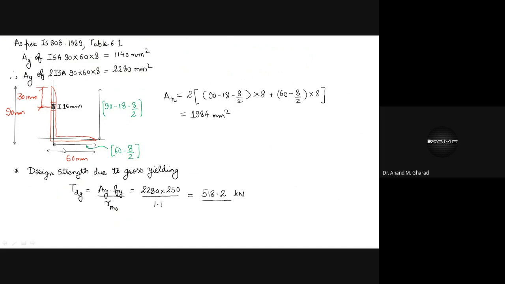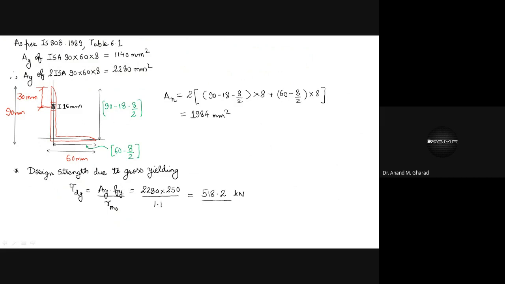Correct? Similarly, for the 60 mm dimension, this is the center line, and with respect to this center line, since this dimension is 8 mm, this will become 60 minus 8 by 2. बराबर है? And the net area shall be this plus this. Since there are two angles, the complete net area shall be multiplied by 2. Is this okay? I hope this is understood. This is very simple to understand, right?